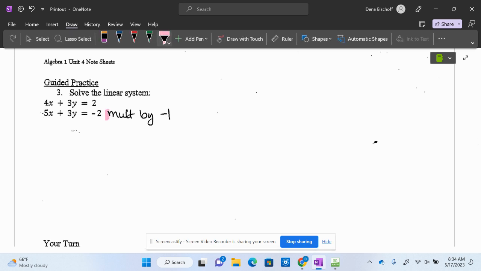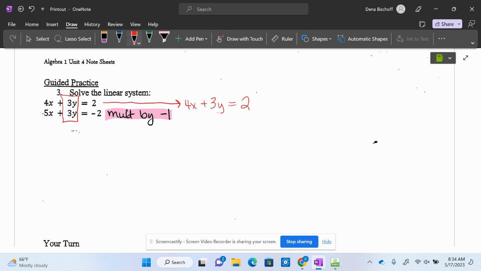So when I look at these two equations right here, I do not have the same coefficient for my x terms. One's a 4 and one's a 5. I'm not going to be able to add or subtract those and get rid of them, right? So now I move to my y's. When I look at my y's, I have the same coefficient. They both have a 3. So if I take the first equation and leave it alone, I'm not changing the first equation. 4x, write this down, plus 3y equals 2.